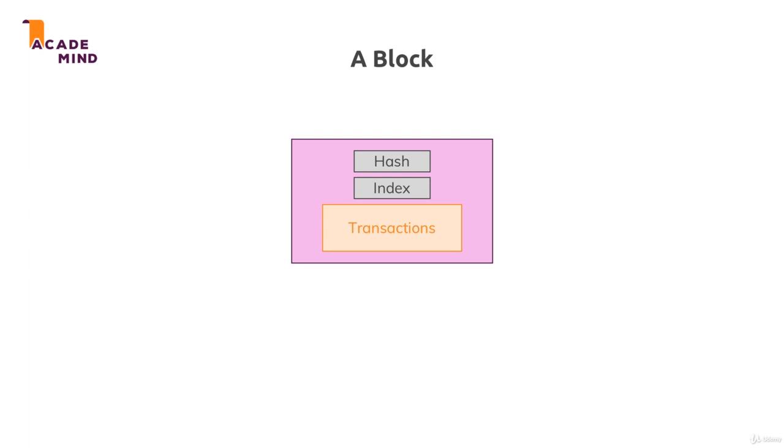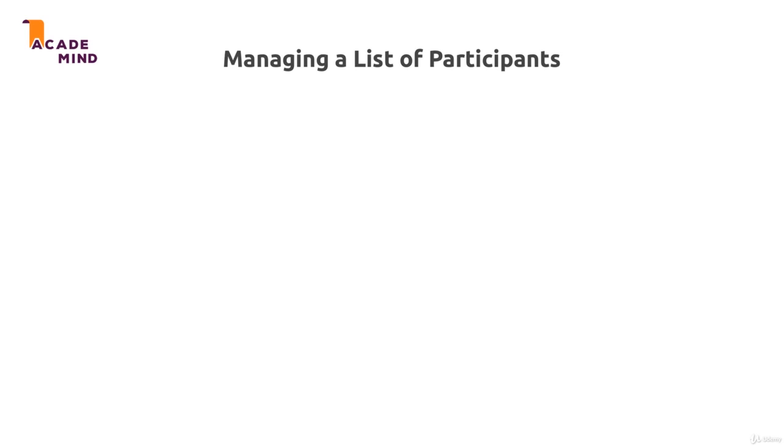So we also need a data structure that can depict these requirements. It's comparable to a transaction, I'd say. There we have sender, recipient, amount. Here it's hash, index, and a list of transactions. And finally, we could, as a bonus, also manage a list of participants in our blockchain network.